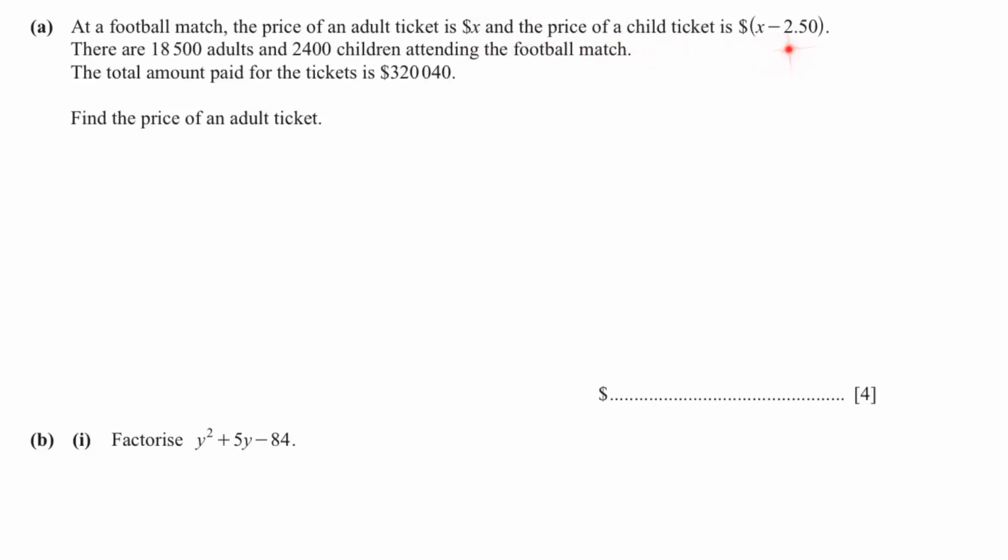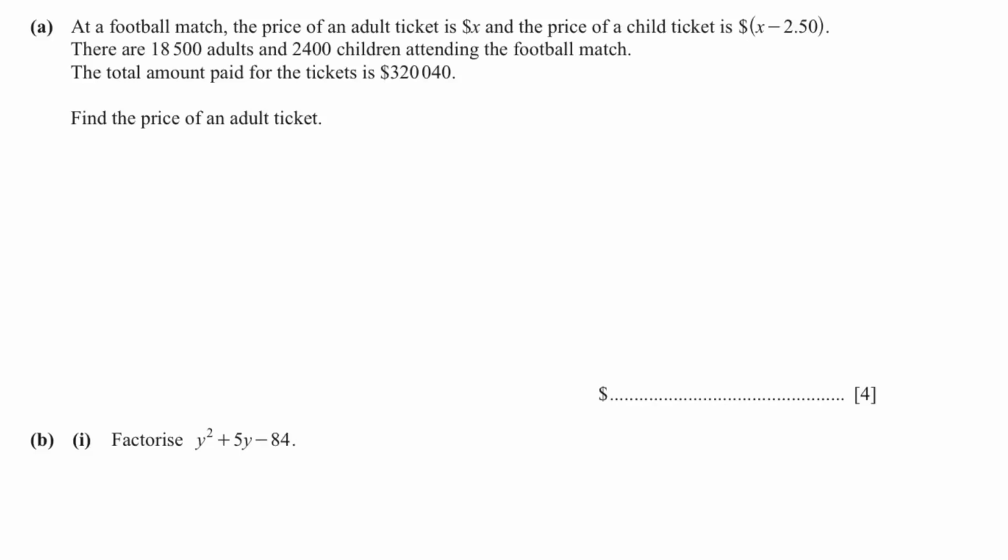In part A, at a football match, the price of an adult ticket is X dollars, and the price of a child ticket is X minus $2.5. There are 18,500 adults and 2,400 children attending the football match. The total amount for the tickets is $320,040. Find the price of an adult ticket.